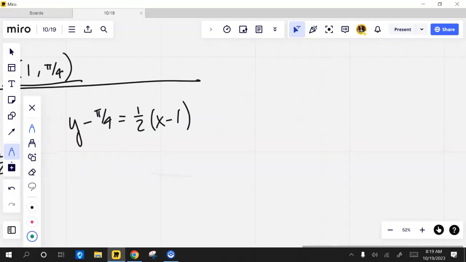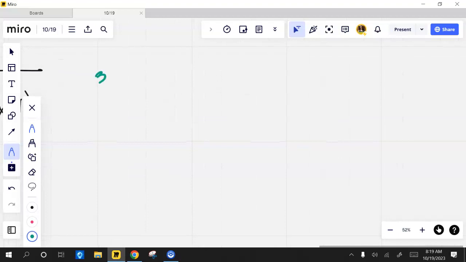36B. Okay, to do 36B, I think we need to address 36A. X to the 5th plus 2x cubed.